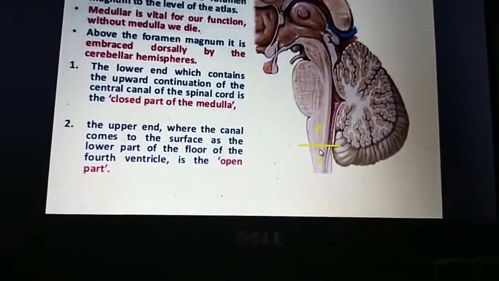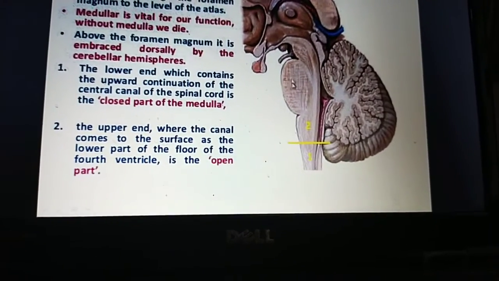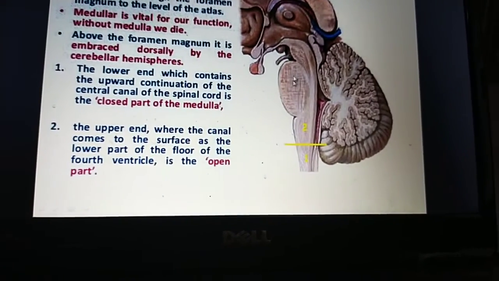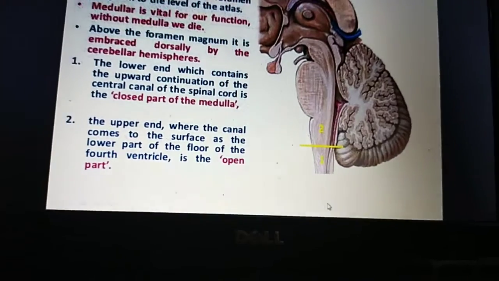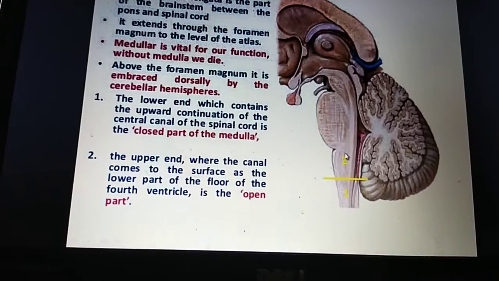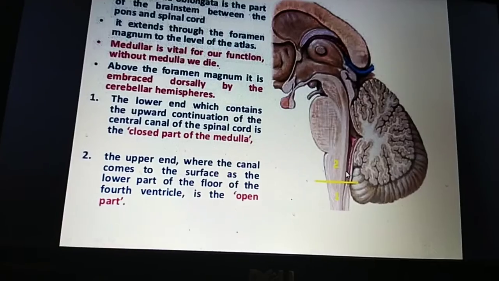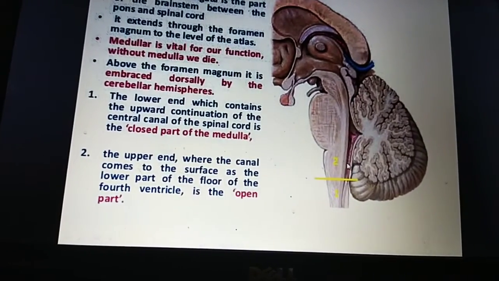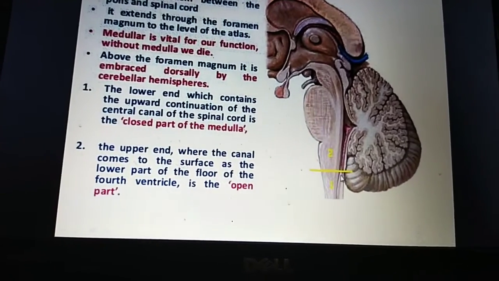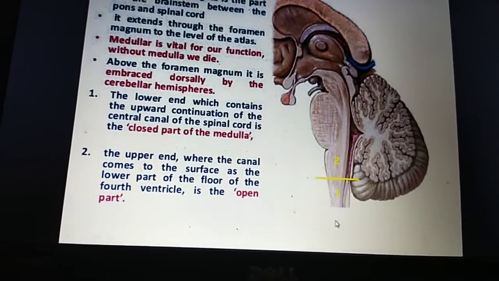Okay, you can now go for the medulla oblongata. It is in between the pons, and here below you can see the spinal cord. The medulla oblongata is present between the pons and the spinal cord, and it is conical in shape. It is present just above the fourth ventricle, and here in the medulla oblongata the fourth ventricle is continuous as the central canal of the spinal cord.